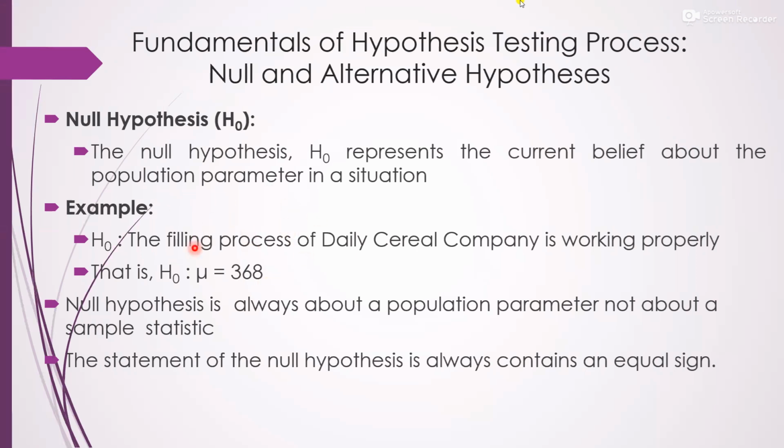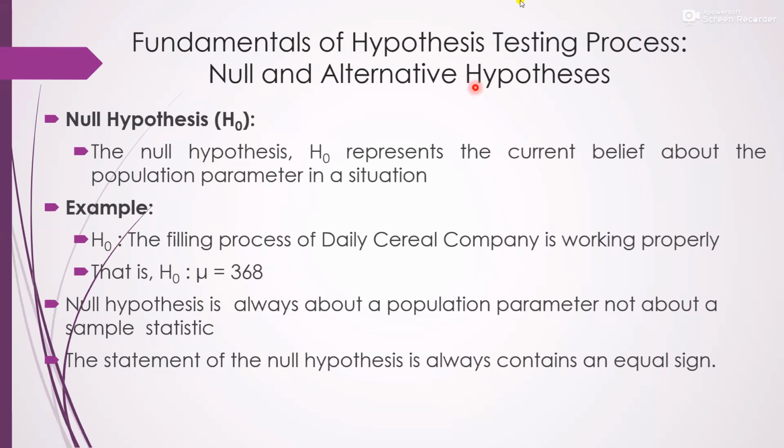Now, actually, they want to test whether the filling process of the cereal company is working properly. This is a normal statement, but we have to prove it, so we have to convert this statement into statistical terms. In statistical terms, if it's working properly, the mean weight of a cereal box should be 368. So that is H naught: mu is equal to 368.